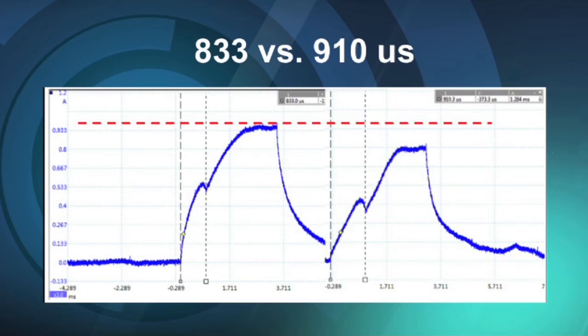833 microseconds versus 910. This is going to cause lots of problems in the computer trying to control this injector because of the opening offset time, the amperage draw against the computer drivers, and the fact that the injectors flow only 30 pounds an hour versus 42 pounds an hour.